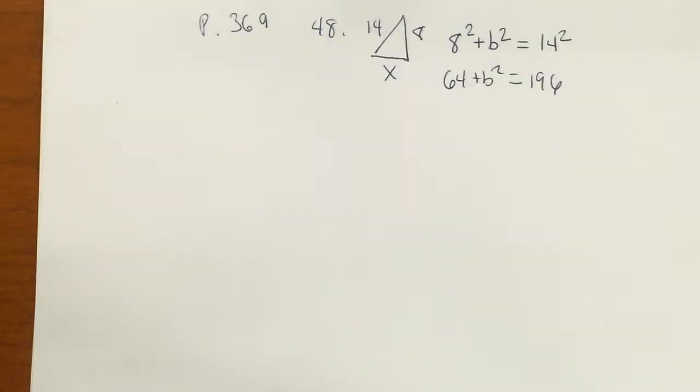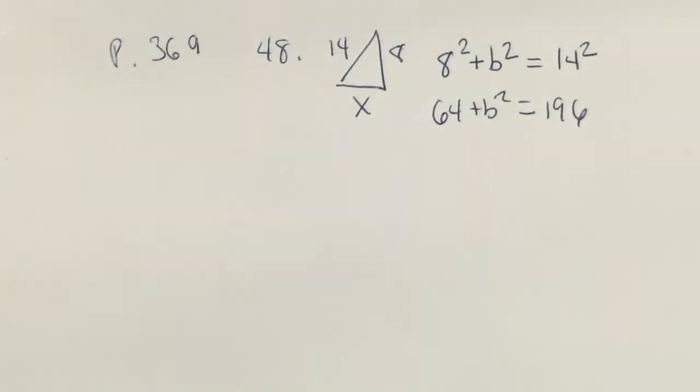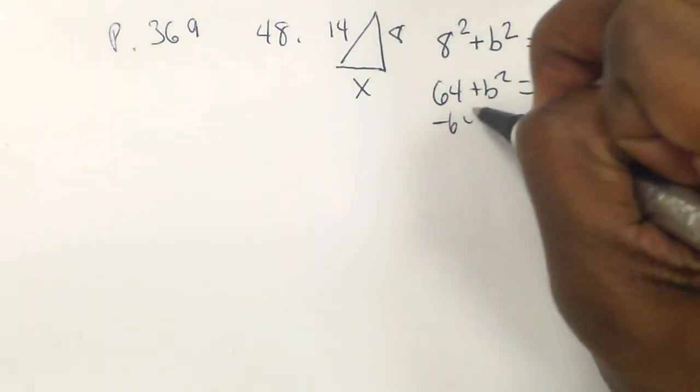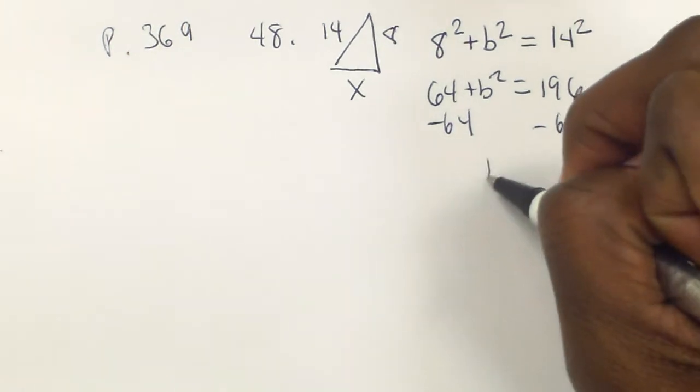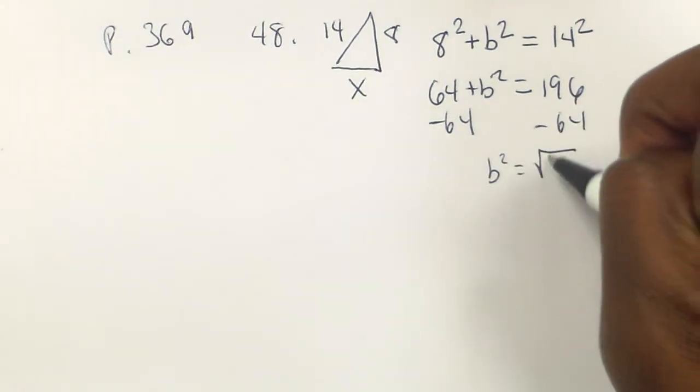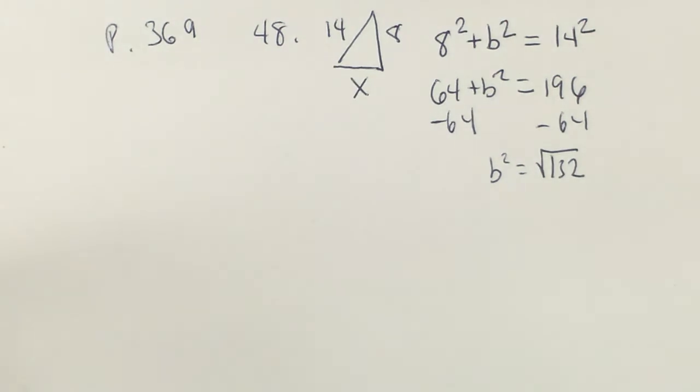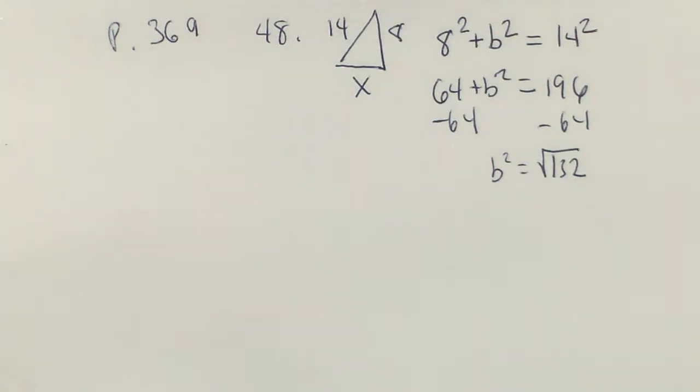To get that b by itself, let me zoom in a little bit so you can see better. You subtract 64 on both sides. And so we get b squared equals 132, so b equals the square root of 132. Is there a square root of 132? There is not. Remember, we do not round unless it tells us to round. If not, you always write it in simplest radical form.